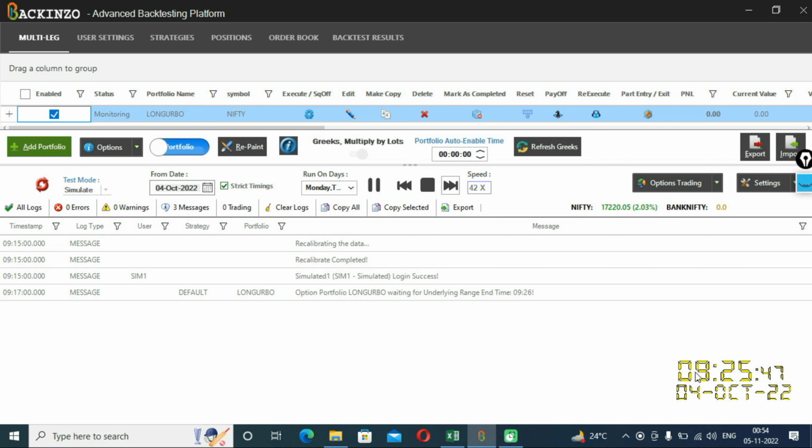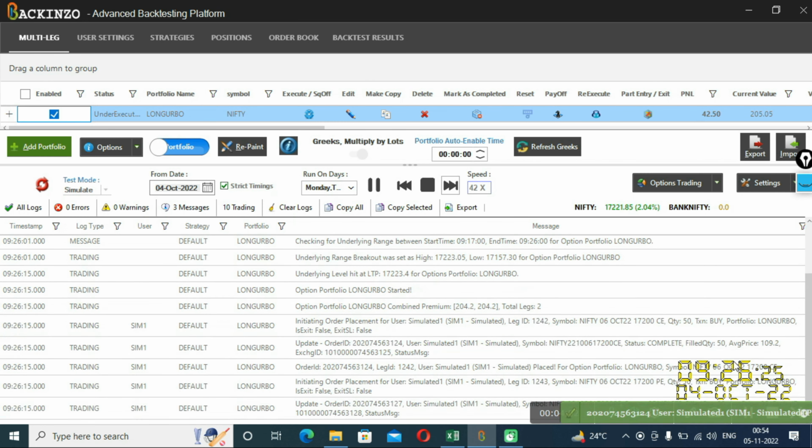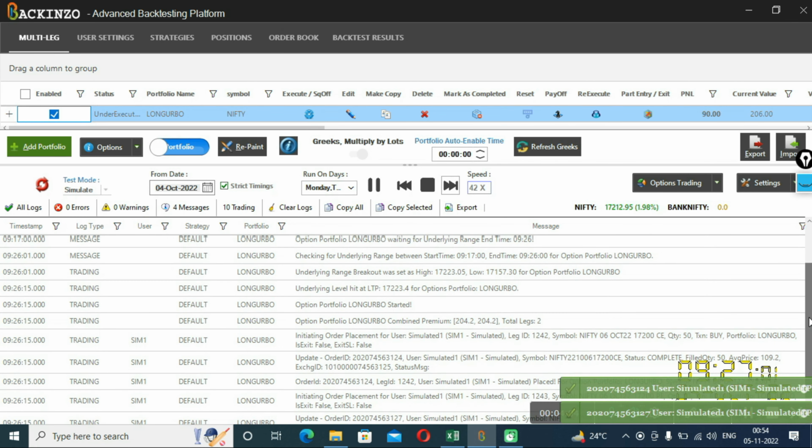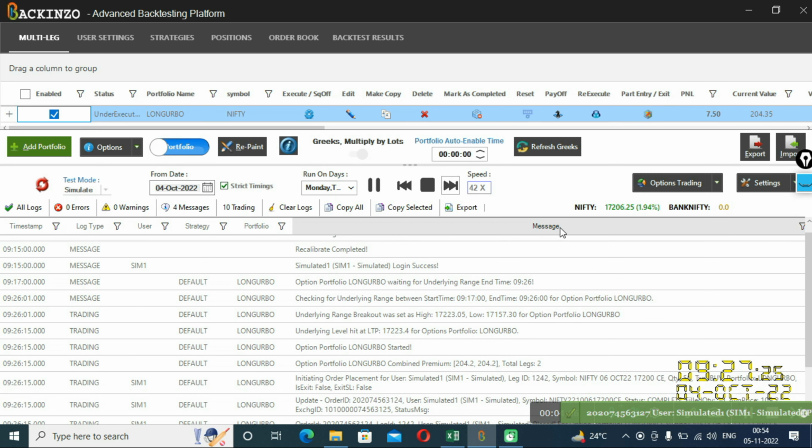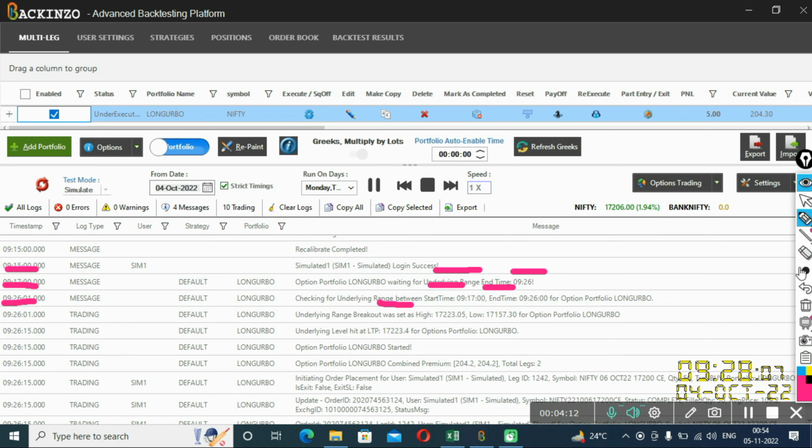Yes. Right at 9:26, right at 9:26. Let's see its grid. I'll decrease the speed. So as you can see here, right at 9:17 it waited for the range end time, that is 9:26.